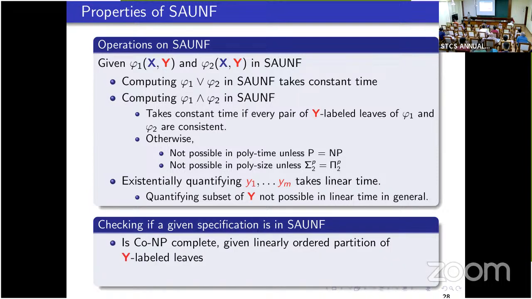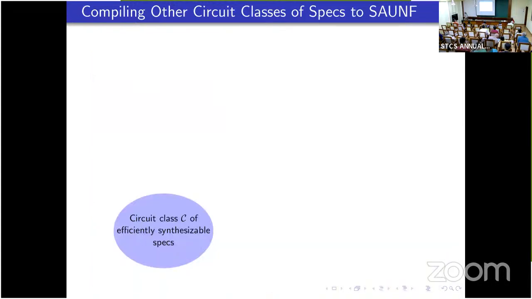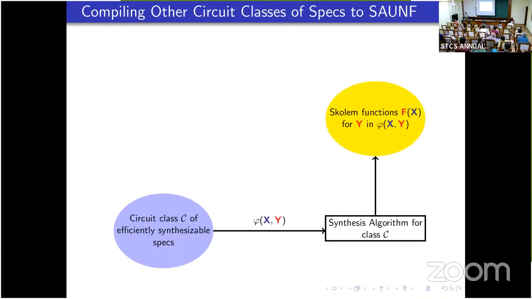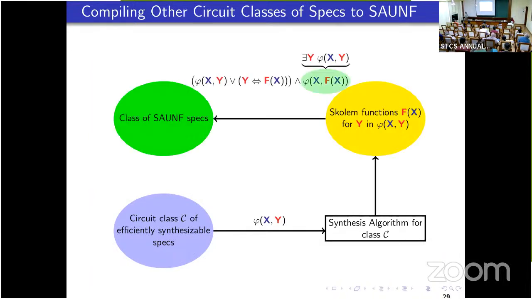Okay, and how to check if a given specification is in this form? It is coNP-complete if the order is given to you, and it's coNP-hard and in Sigma_2^p otherwise, so there's a big gap there. So with that, I think I'll end. And then, you know, we have compilation algorithms. Let me not get into that.